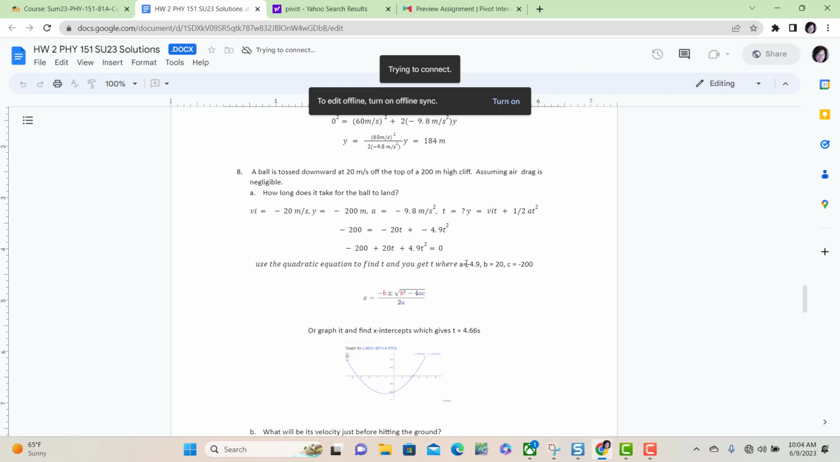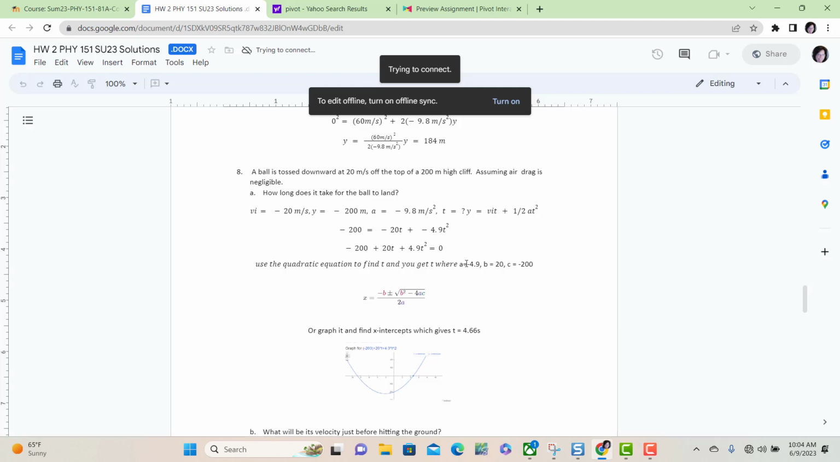In number 8, this thing is being tossed downward. So the initial velocity is negative 20 meters per second, and it falls down 200 meters, so negative 200 meters for y. And a is always going to be negative 9.8 meters per second squared. When you use the equation, you'll need an equation that has time, a, y, and vi in it. So I used y equals vit plus 1/2 at squared.